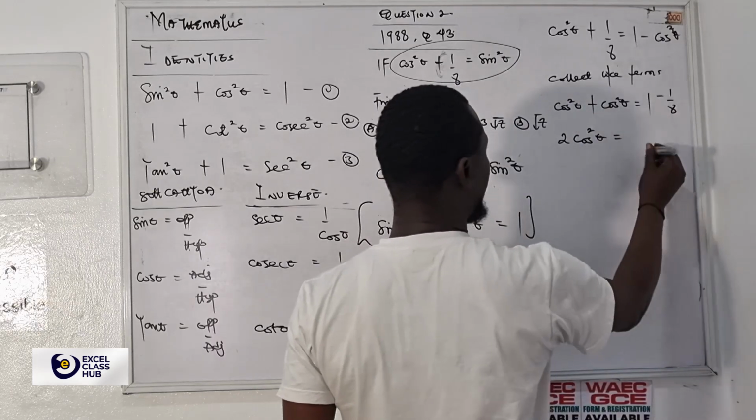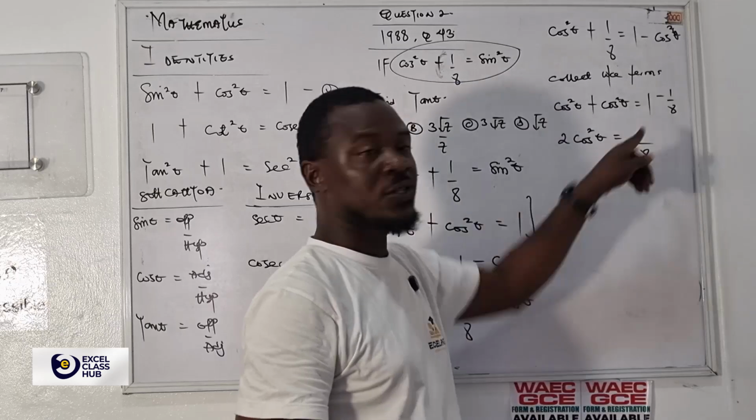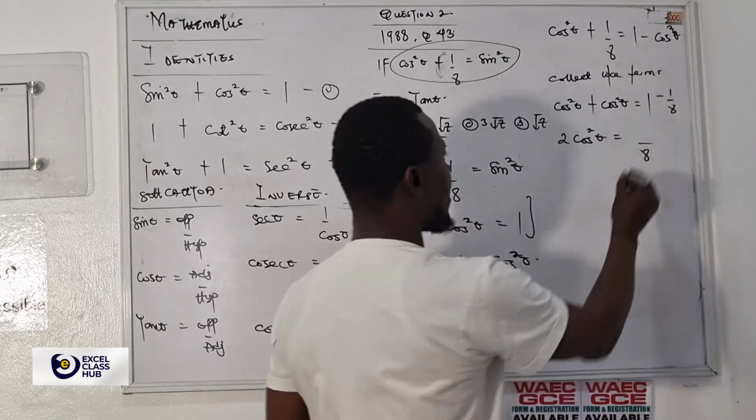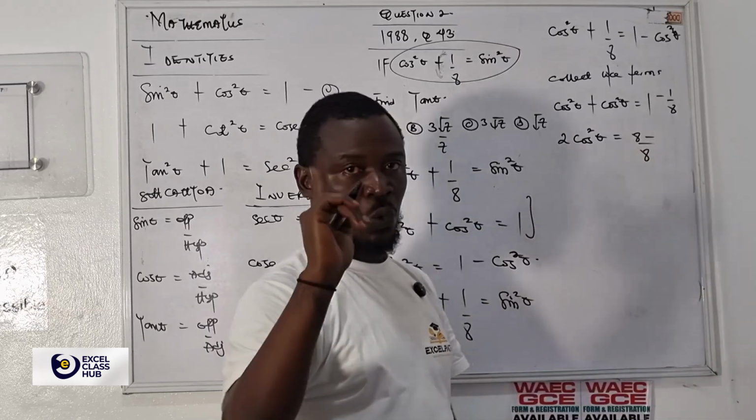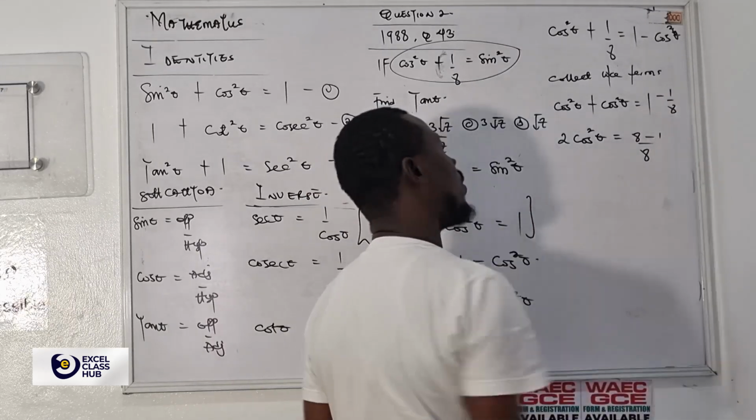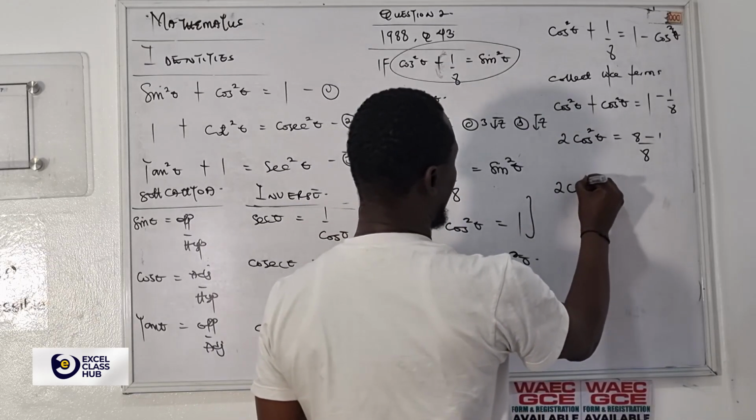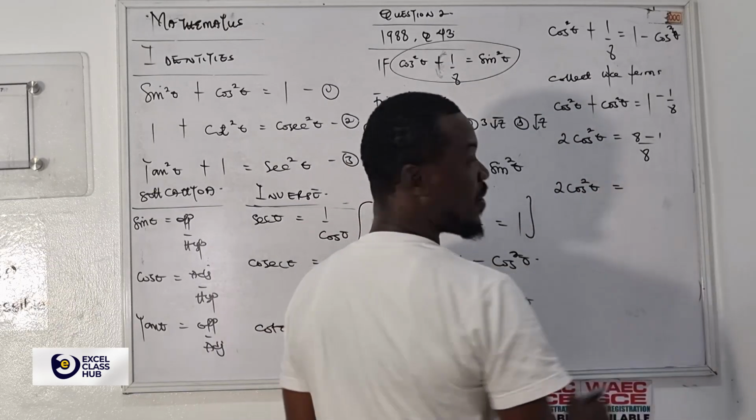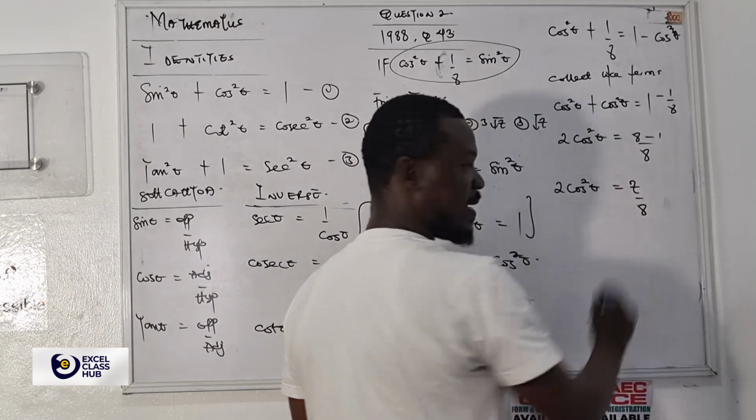Now, cos square theta plus cos square theta gives you 2 cos square theta, equals to. LCM of 1 and 8 is 8. You draw your divide sign. 8 divided by 1 is 8. Times 1 again is 8. Minus 8 divided by 8 is 1. You use that 1 to multiply 1 on top. 1 times 1 is 1. So you move further. 2 cos square theta equals to, student, 8 minus 1 gives us 7 over 8.